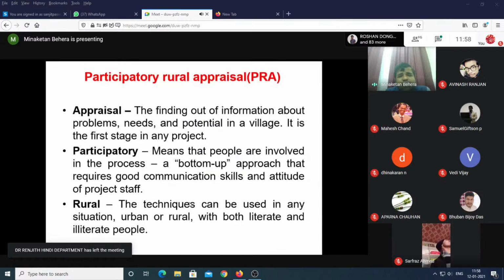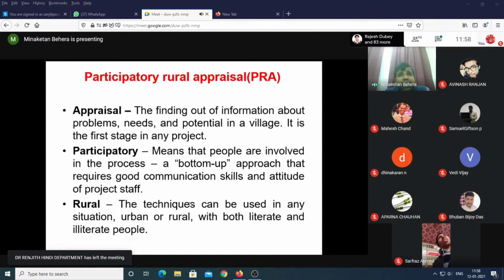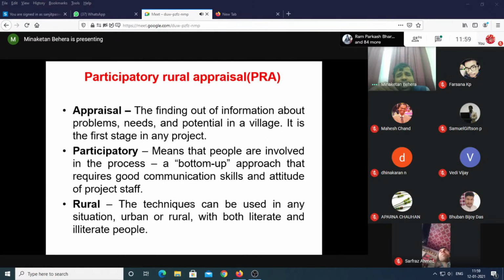So if you go for participatory rural appraisal, and you are doing a survey in a rural area, the people of that area can tell you where the school is, where the health center is, where the fuel is, and what their challenges are. So basically, the motive is that rural people will participate.